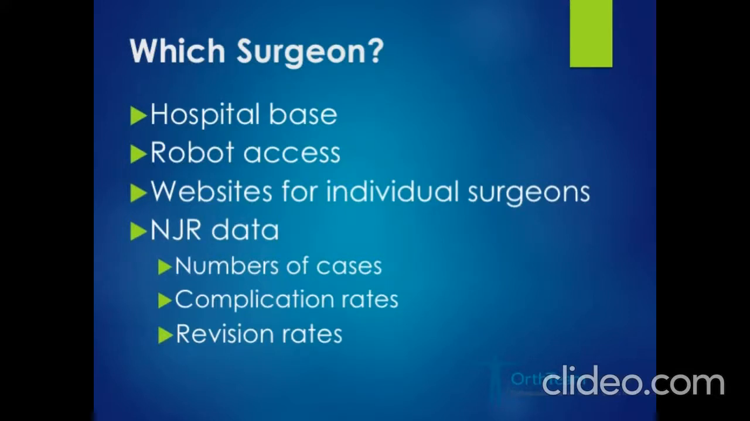You can, of course, look at their websites for individual surgeons, but I would suggest to you that might be biased. You can look at National Joint Registry data. You can look at number of cases. You can look at complication rates and death rates for surgeons, and also then their risk of revision surgery in the future. So what about me?